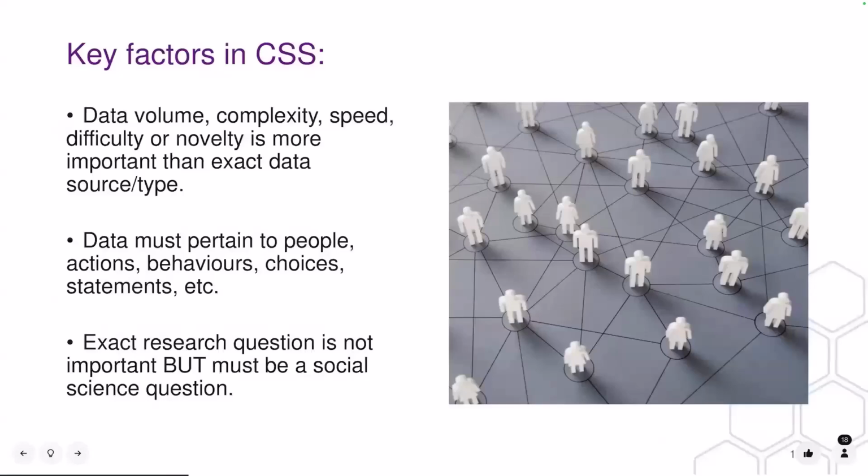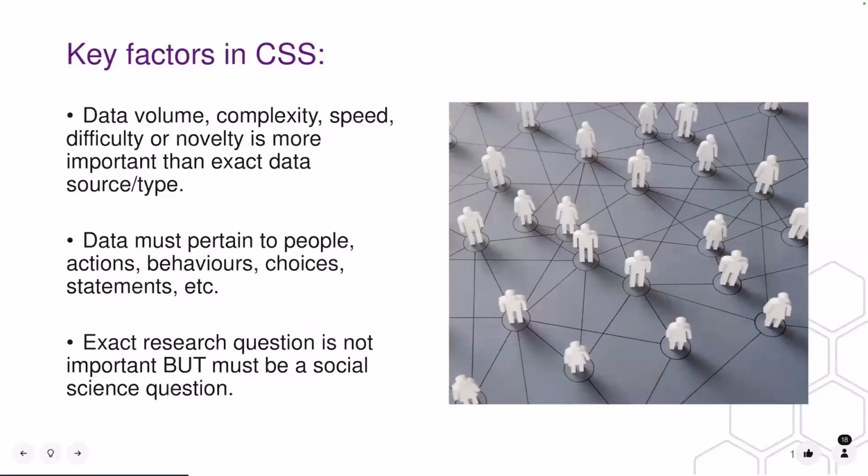So moving on, there are factors that make a CSS project computational. And the first of these is that you're working with big volumes of data generally. Complexity, speed, difficulty, or novelty is going to be more important than the exact data source or type. So in our previous example of parish records, the source of data is not entirely important. It's about the sheer volume, complexity, or novelty of that data.